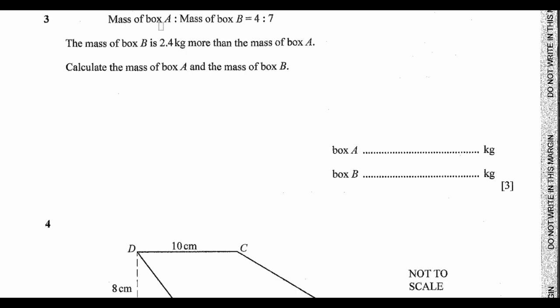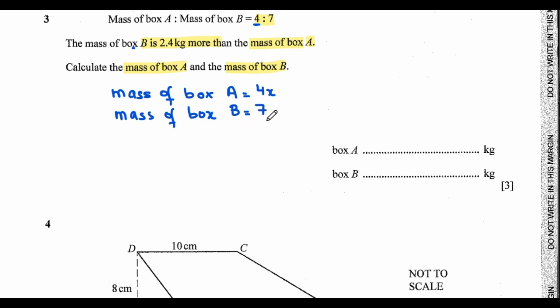Question number 3 says the mass of box A and mass of box B are in the ratio 4:7. The mass of box B is 2.4 kg more than the mass of box A. Calculate the mass of box A and mass of box B. So mass of box A would be 4 times x because its ratio is 4, and mass of box B would be 7 times x because its ratio is 7.